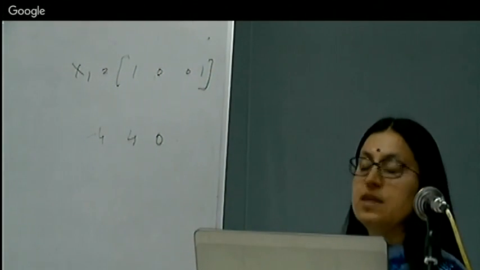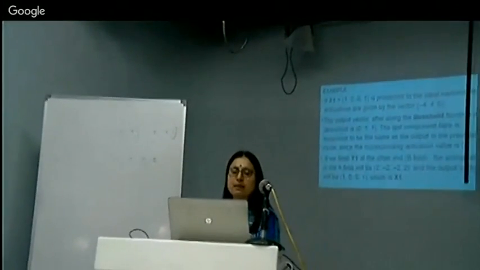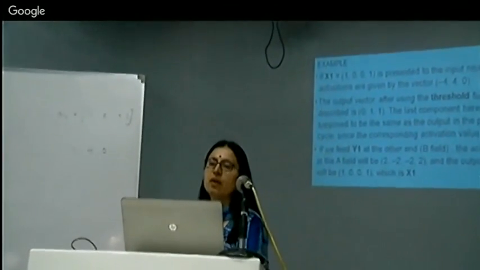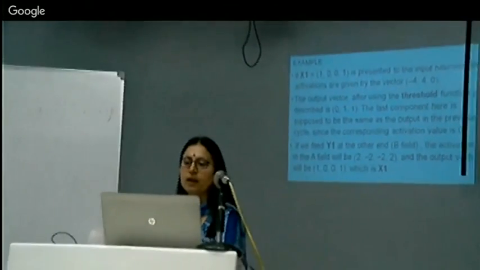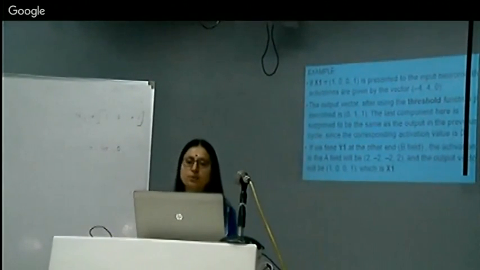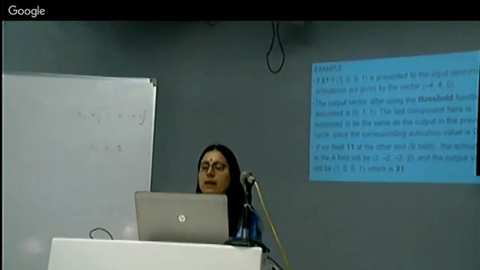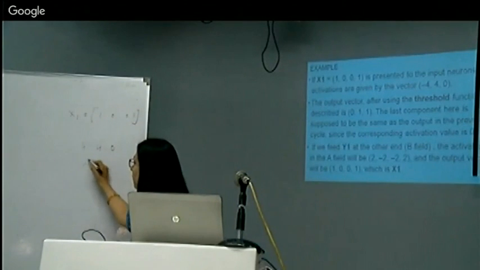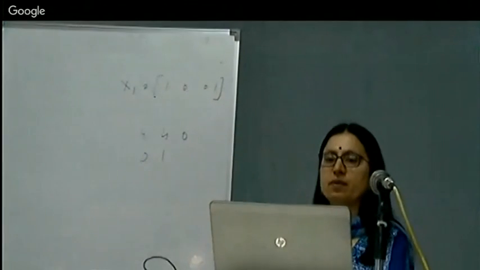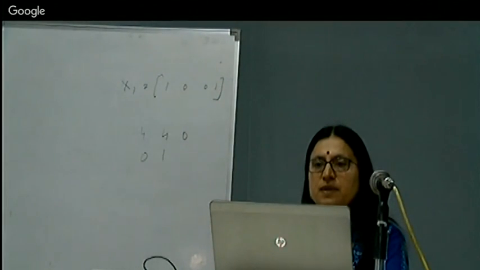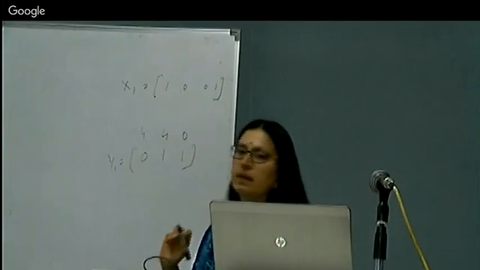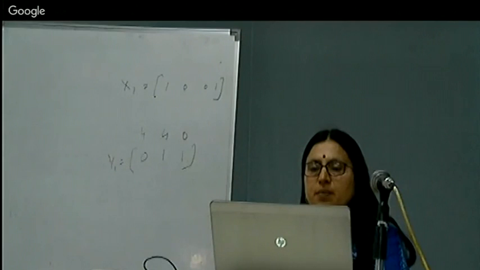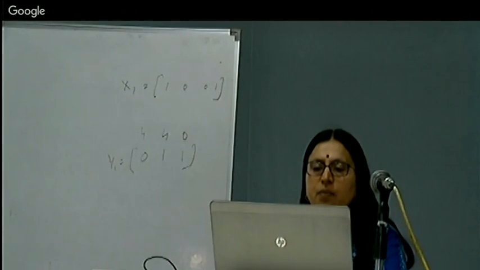0. So you see here that when we apply x1 as the input pattern, the activations for the neurons in the output layer would be minus 4, 4, 0. So then what will be the output? For minus 4 activation, the output will be 0. For 4 it will be 1. And for 0 it will be what it was previously. And what it was previously? 1. So this will be 1. So this is your y1.